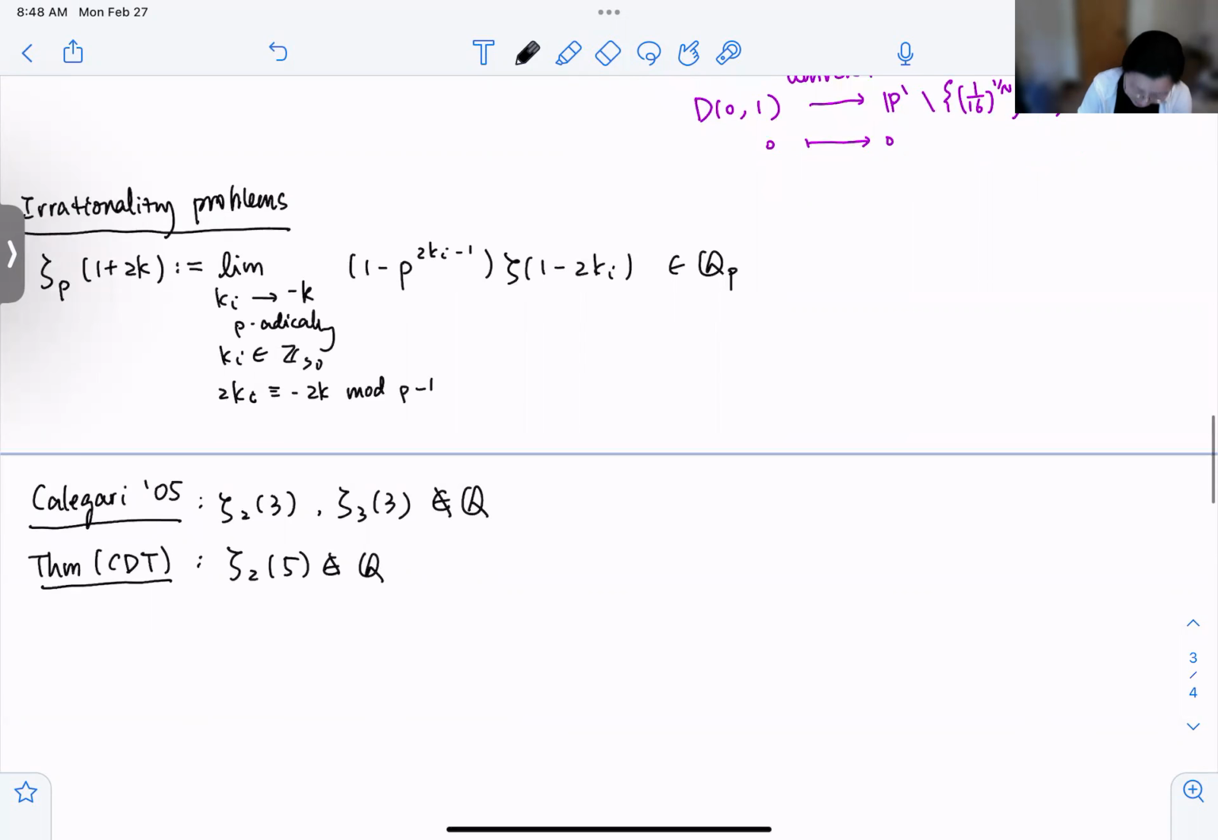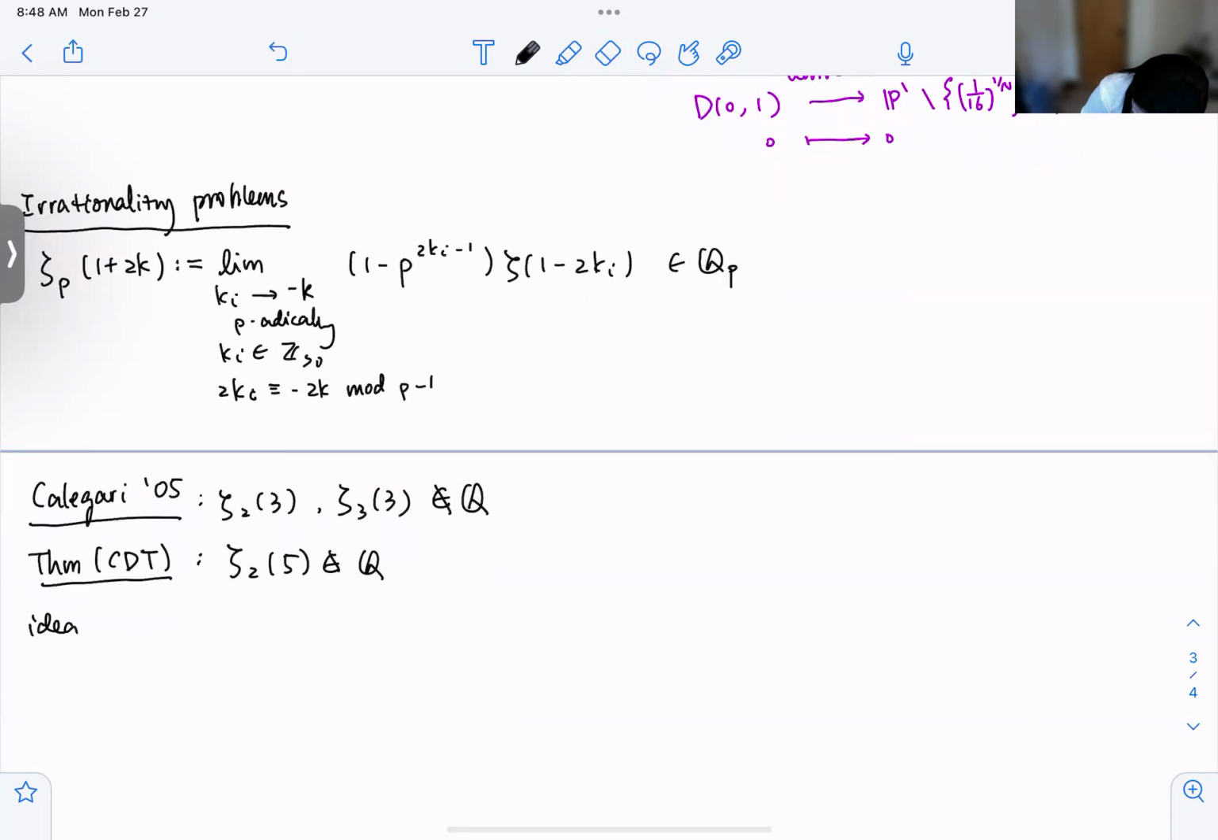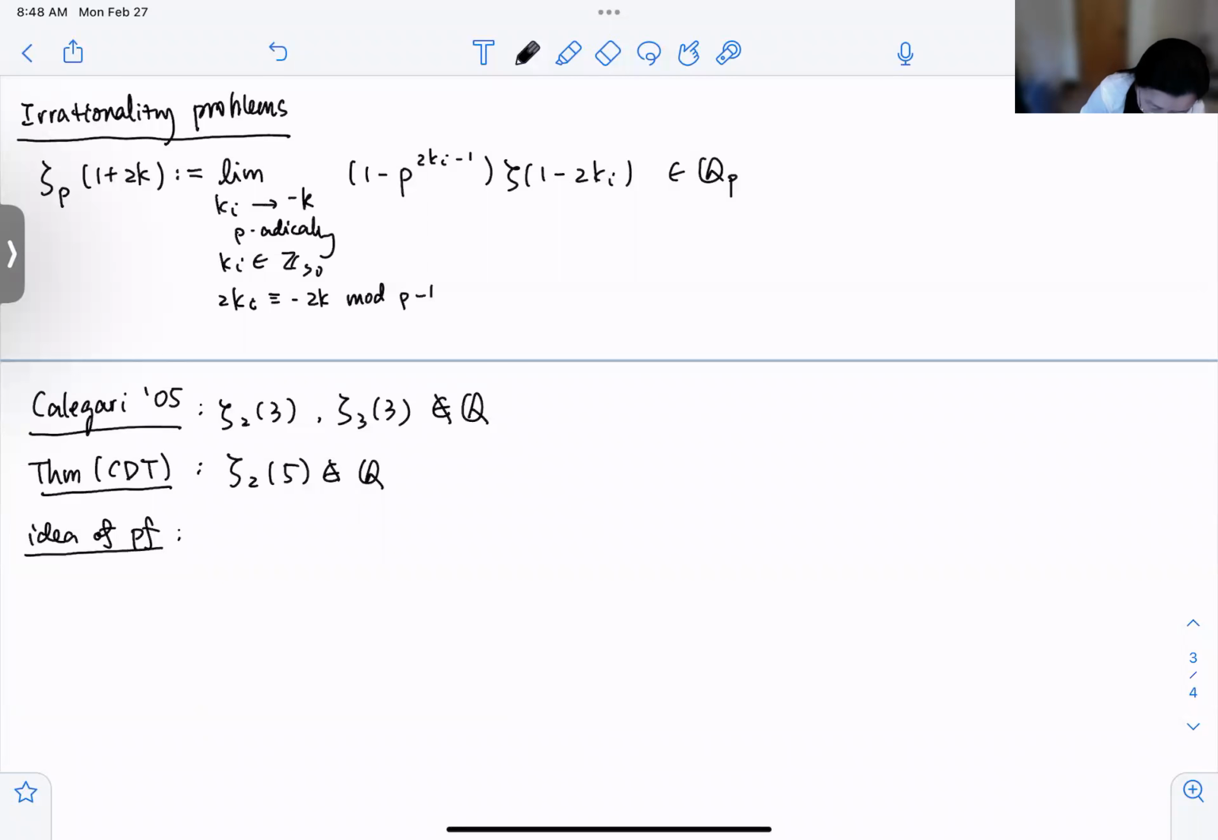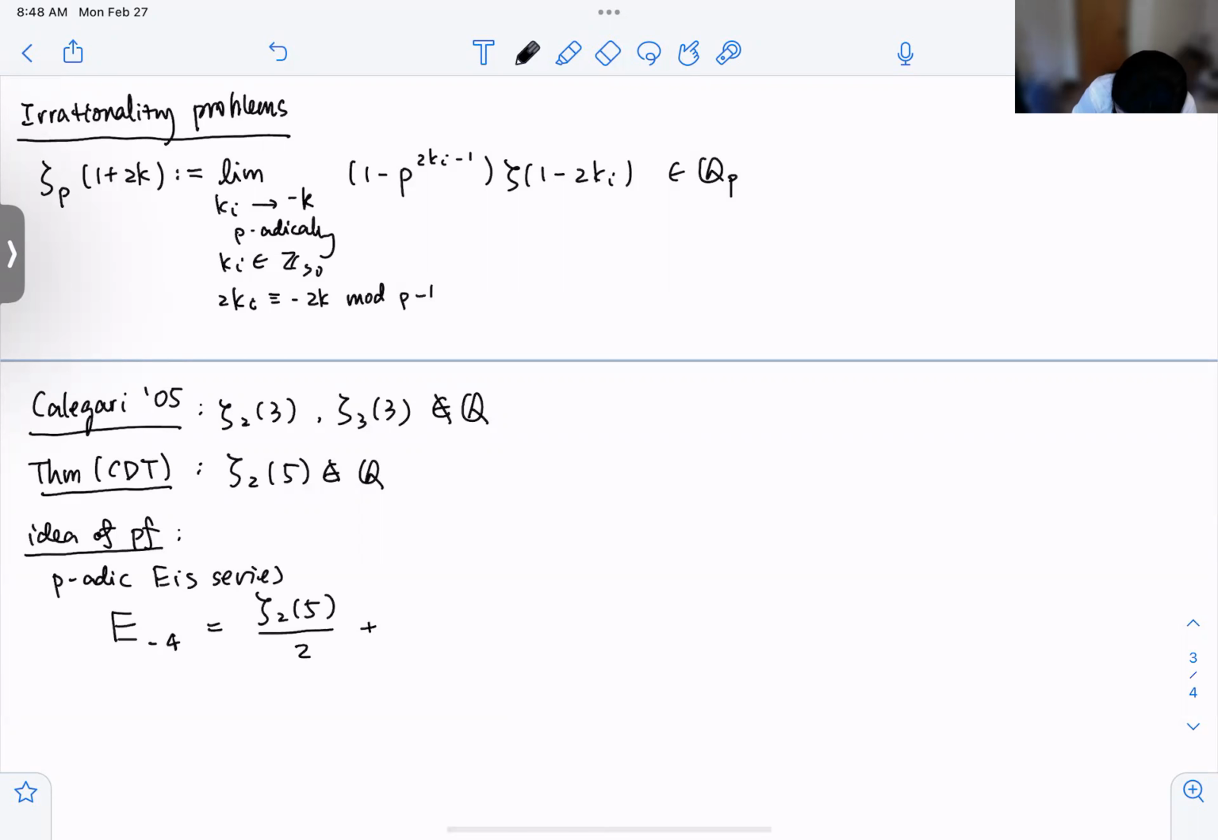And for the first step of the idea of the proof, we'll just copy Calegari's proof, saying that we work with a p-adic Eisenstein series. Here we work with the one with weight -4, 4 equals 5 minus 1, which gives the zeta value as a constant term.